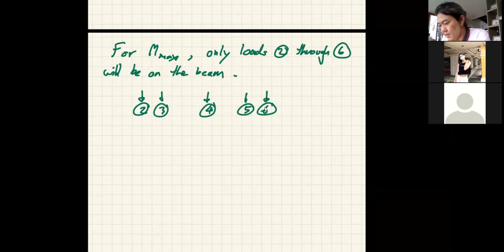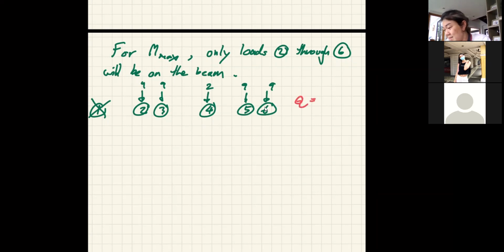Okay, so this is a result of the trial and error. I've done it so many times to get this. So we can now say load number 1 will not be on the beam. Okay, so we now have to calculate for the Q. So let's say Q in this case, because this is 99299, right? So Q is 38 tons, right?